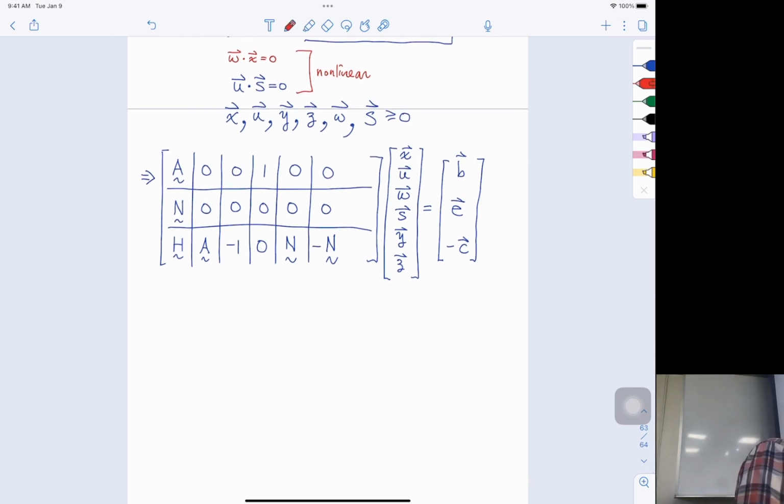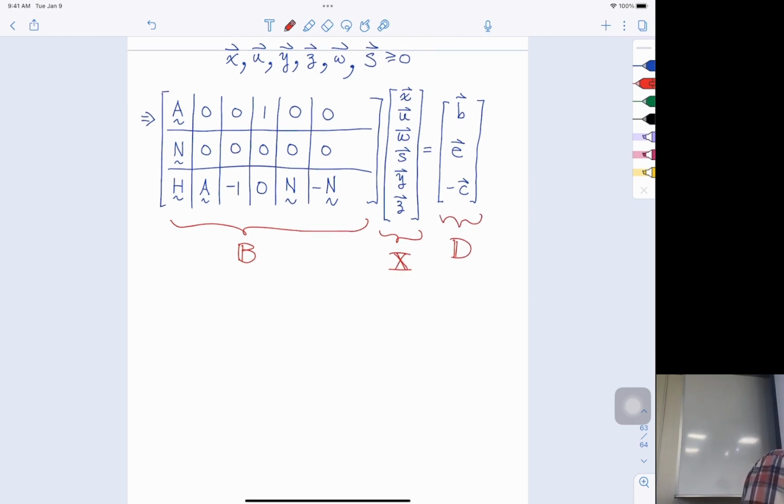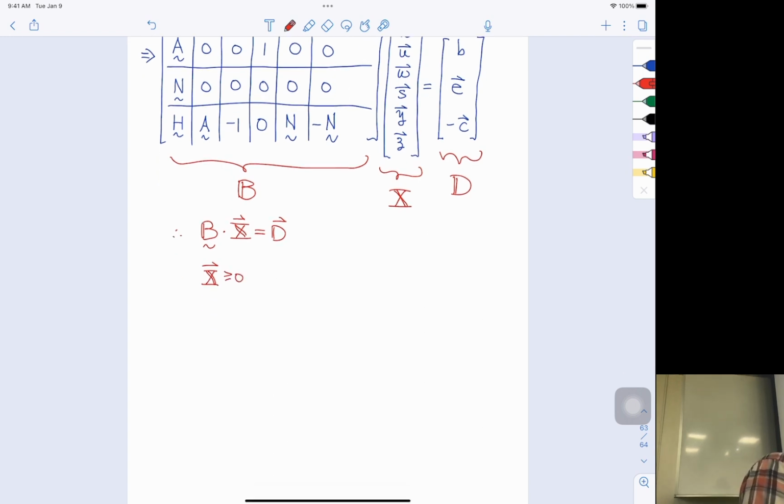So let's call this guy capital B, this guy capital X, and this guy capital D. So B times capital X equals D. This is a huge matrix, a vector of X, a vector of D. All the X has to be positive or 0, and don't forget we need w times x to be 0 and u times s to be 0.